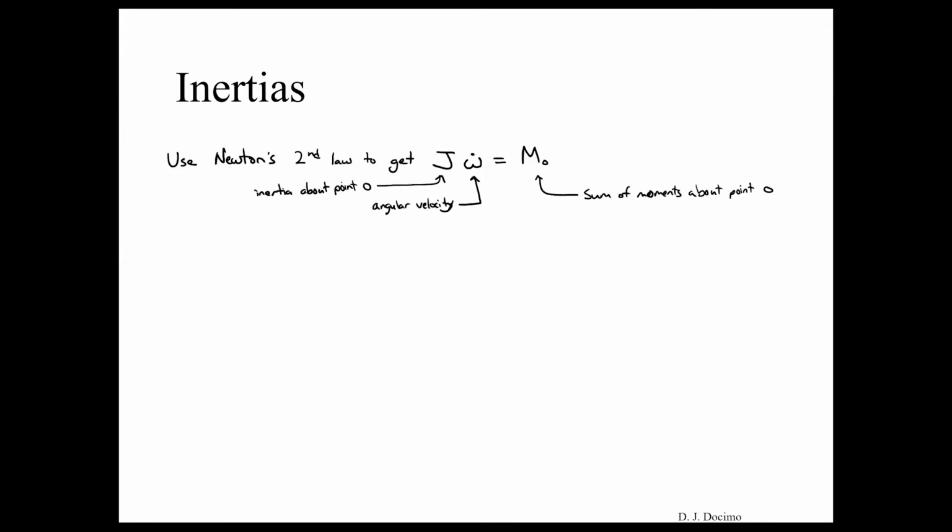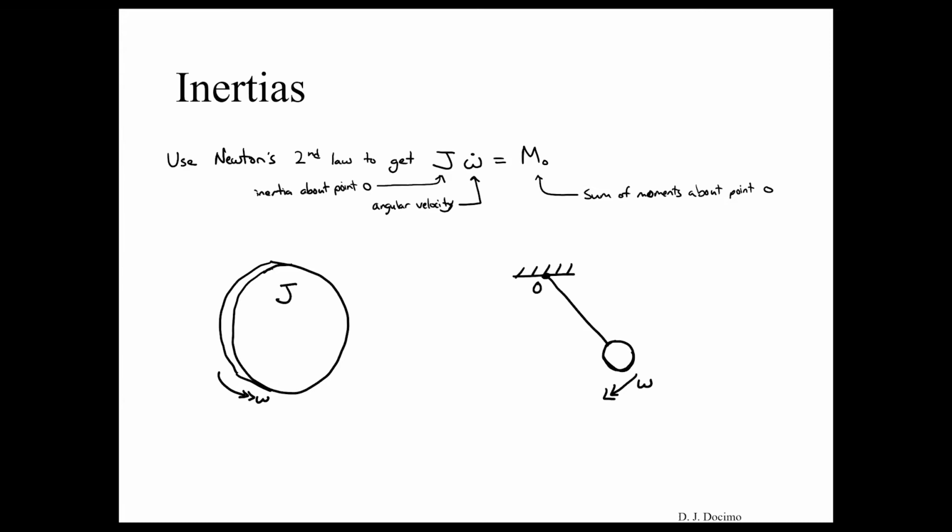So what are inertias? We can just use Newton's second law to get J omega dot is equal to the sum of our moments about point O, where that J is our inertia about point O, omega is our angular velocity, and omega dot is our angular acceleration. If we were to draw out one example for an inertia, it would look something like this. It has an associated angular velocity. Another one that would have an inertia as well, about that point O, is a pendulum swinging back and forth. Since it has some sort of mass, it'll have some sort of inertia about that point O, and it has an angular velocity to it.